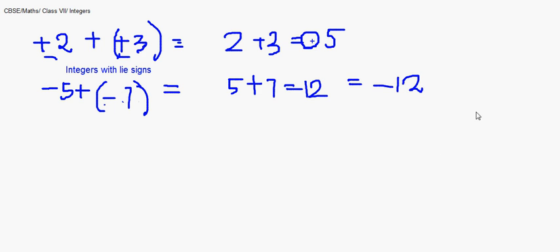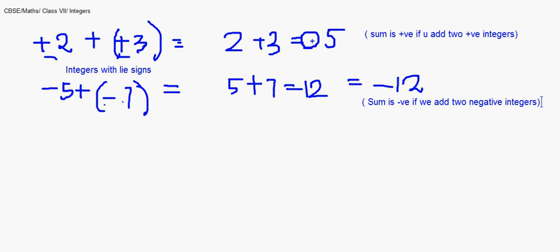That means you can see, if you are adding two positive integers, your answer will also be positive. So the sum is positive if you add two positive integers. Here the sum is negative if you add two negative integers. The sum is negative if we add two negative integers.